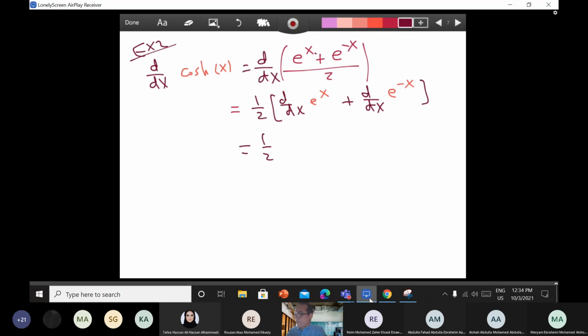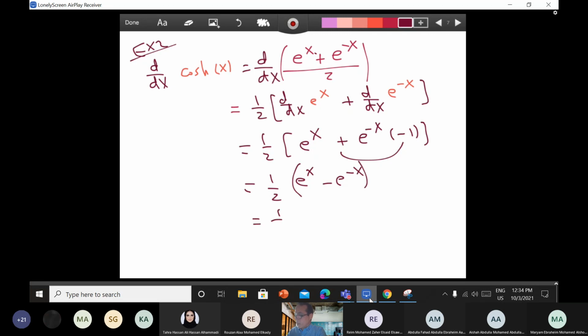Okay, this is half. The derivative of e to the x is e to the x. The derivative of the power is 1, plus the derivative of e to the minus x, which is e to the minus x, and the derivative of the power, minus x, is minus 1. Now this minus with this minus will be half e to the x minus e to the minus x. So what is this one? Yes, this is half e to the x minus e to the minus x, which is sinh x. Yes, this is the difference.